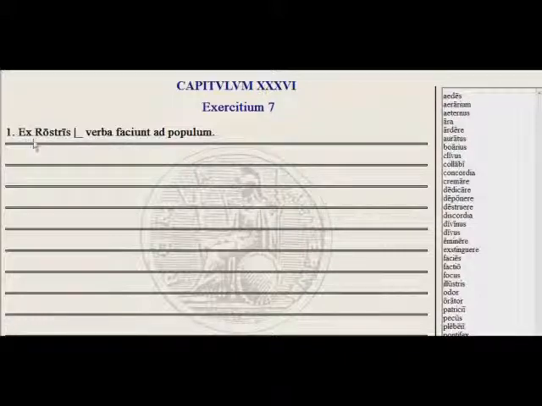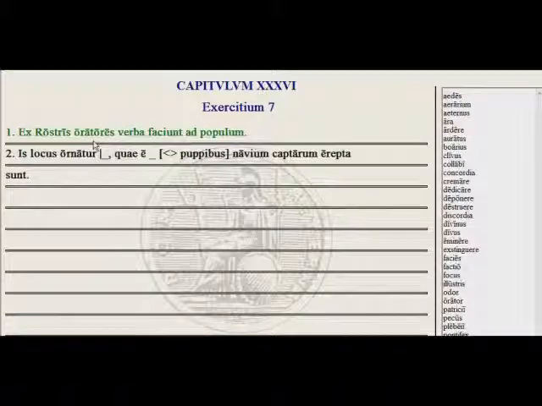So here we have ex rostris blank verba faciunt ad populum. So from the rostra, blank are making words to the people, or making speeches. We learned that that was the same as making speeches. So what are these called? The people who are making speeches, they are oratores.